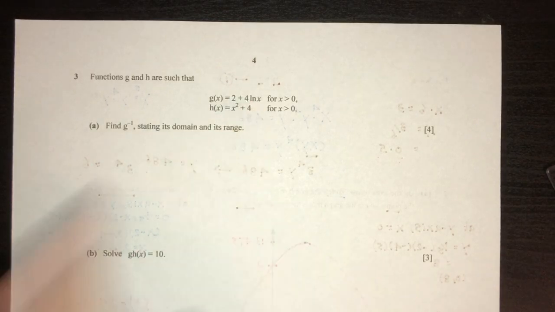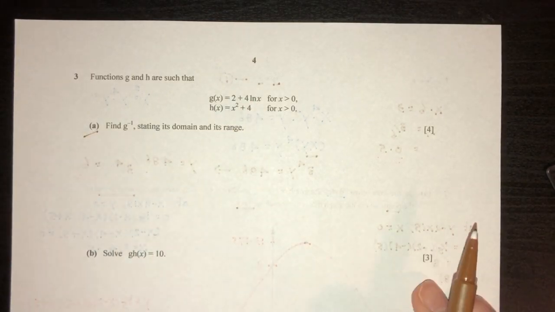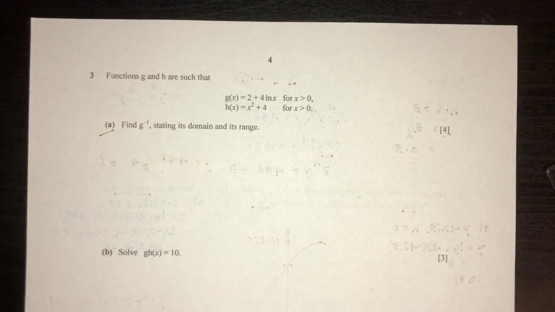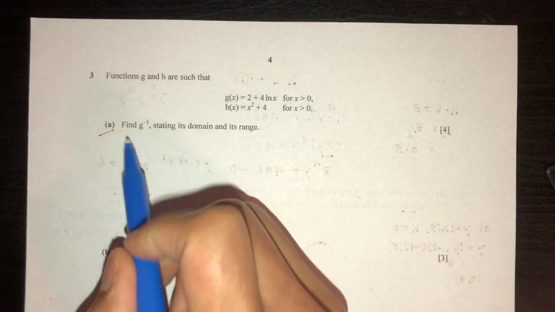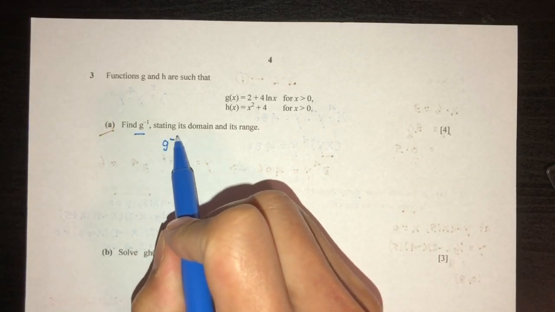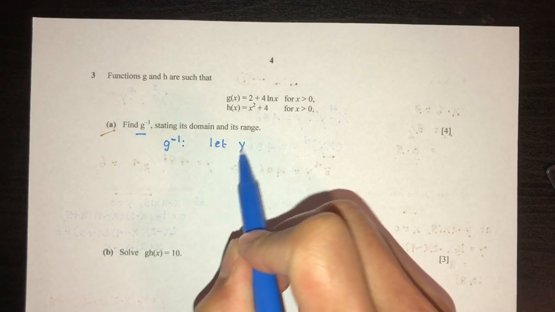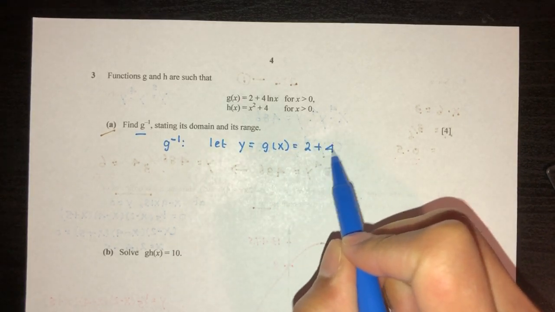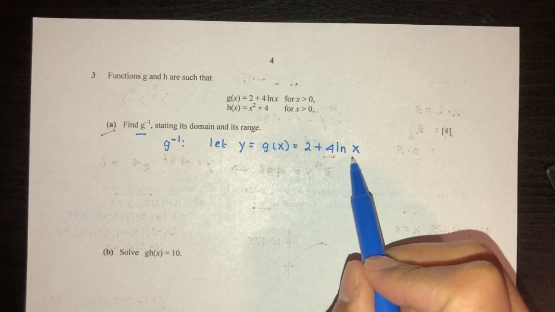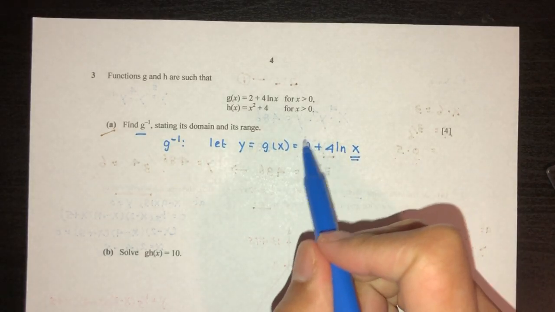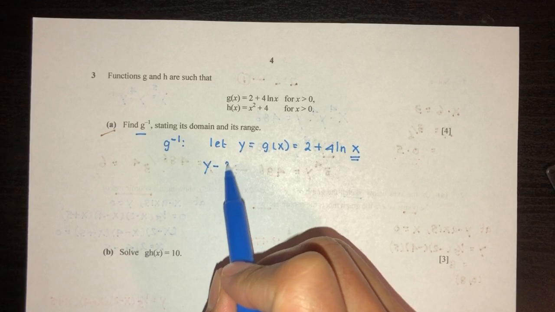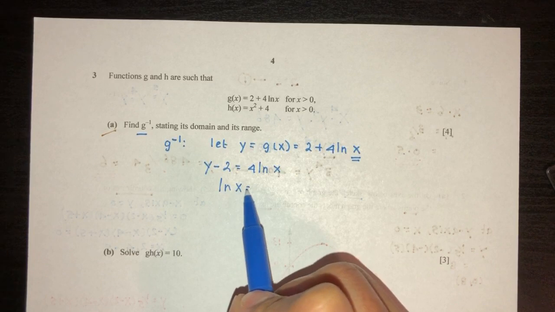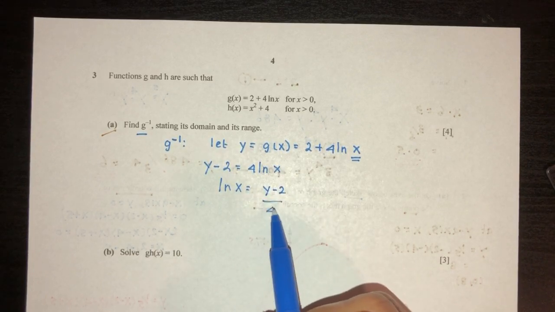So here we have to solve these equations. Part 1, find g inverse, and then we have to state its domain and the range. So first thing, let's find g inverse. First step, as you guys know, we first let y equal g of x, which is equal to 2 plus 4 ln of x. Then we make x the subject of the formula. First we send the 2 over here. You will have y minus 2 is equal to 4 ln of x. Ln of x is equal to y minus 2 divided by 4.